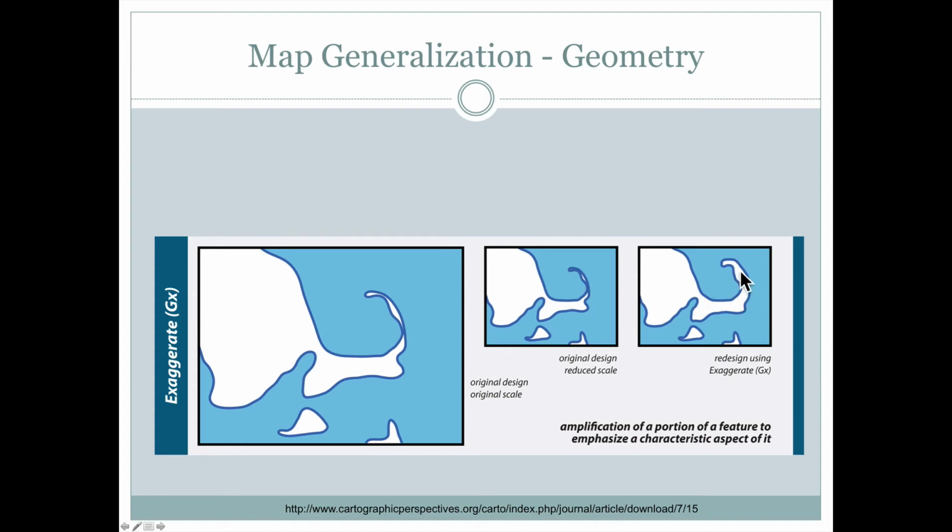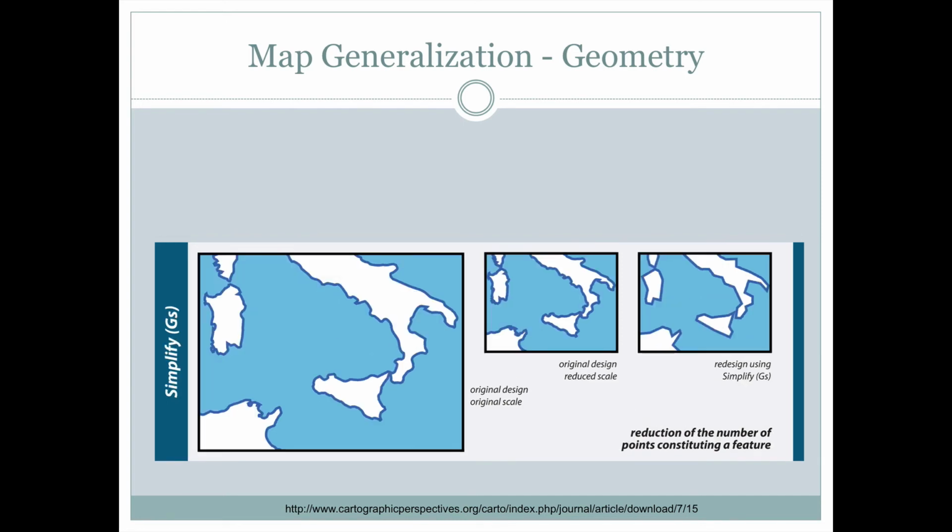This outline is not actually properly showing exactly where Cape Cod is, but it's not meant to. Someone's not using this for driving or any purpose like that, but we do want to show the form of Cape Cod on this map. That would be an example of exaggerating.